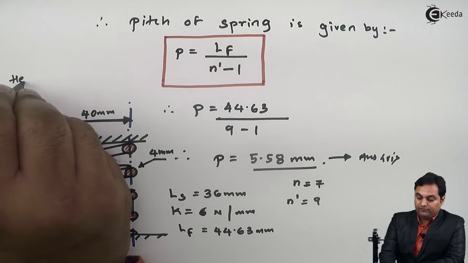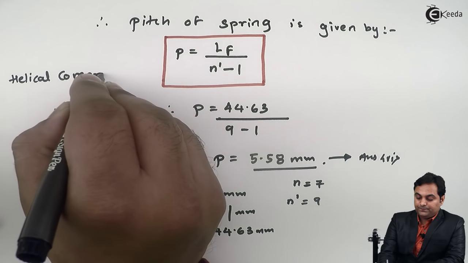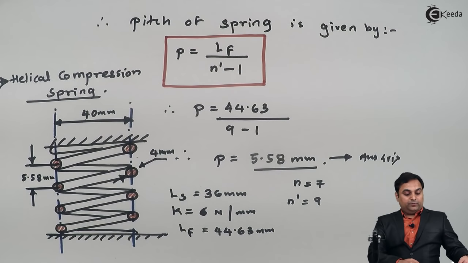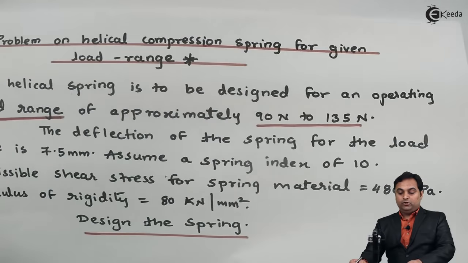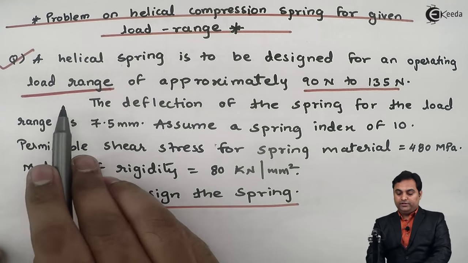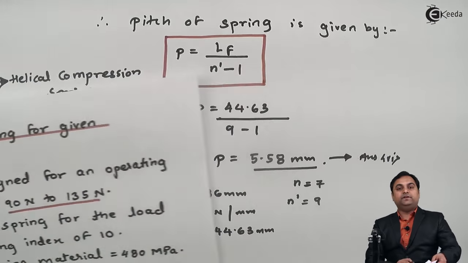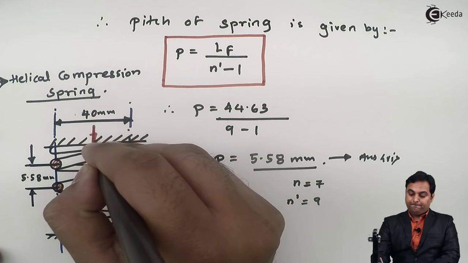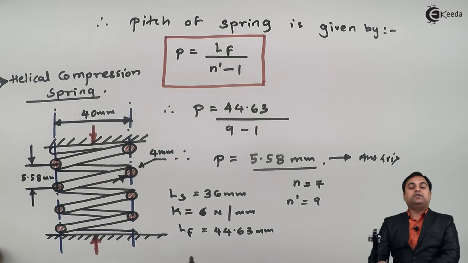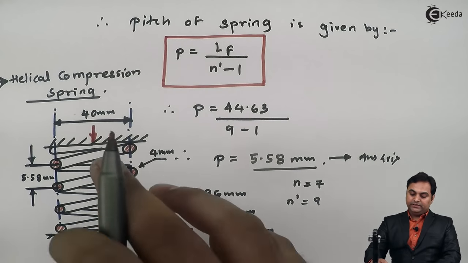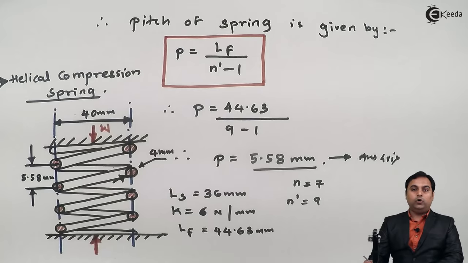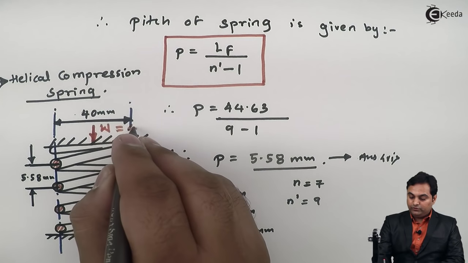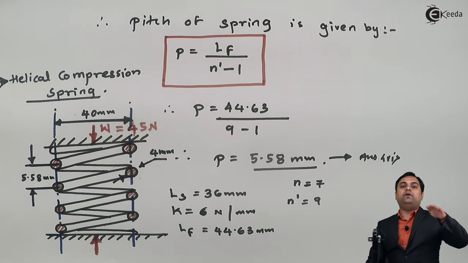So here the diagram is of a helical compression spring. As we look into the problem, there was a load range given, because this problem was based on the load range. It was 90 newton to 135 newton. As I have explained, only once the load is up to 90 newton will the spring deflect, otherwise the spring won't deflect. So the minimum load is 90, and this value of load will go on increasing up to 135. The difference was 45 newton, and we have designed this spring considering 45 newton above 90 newton.